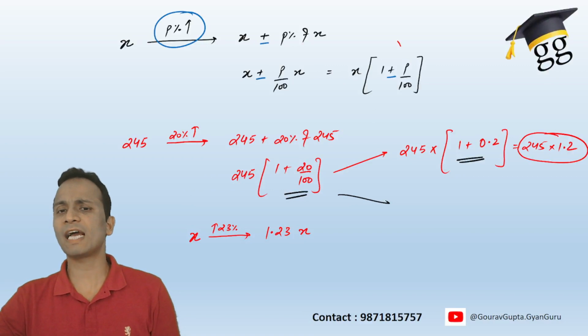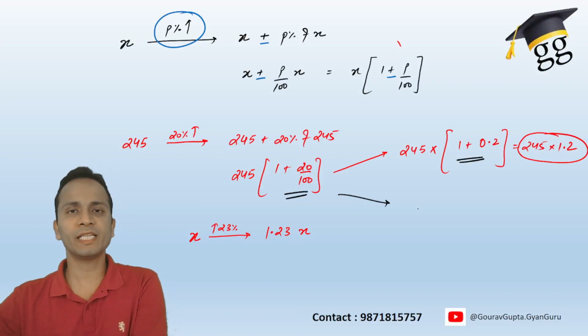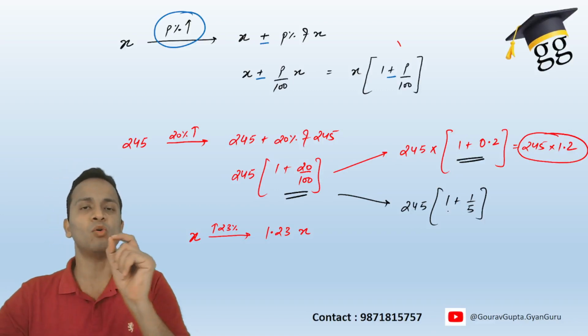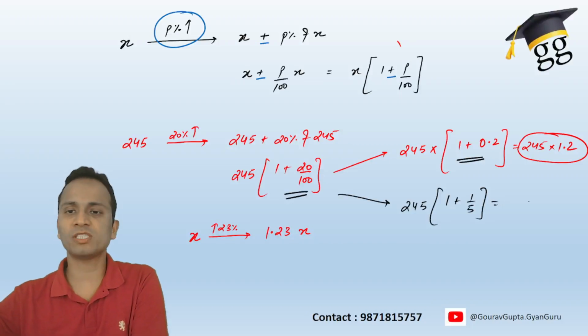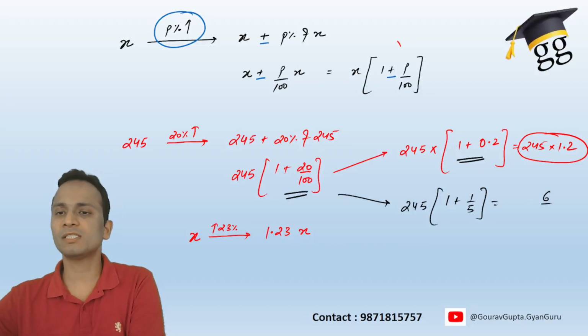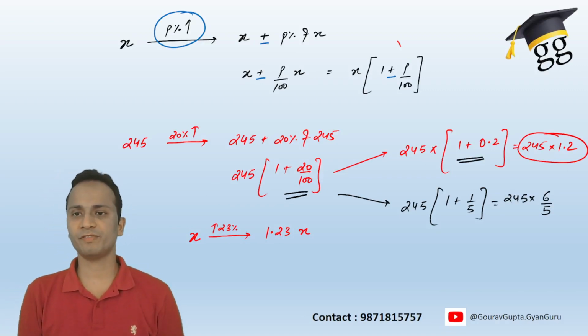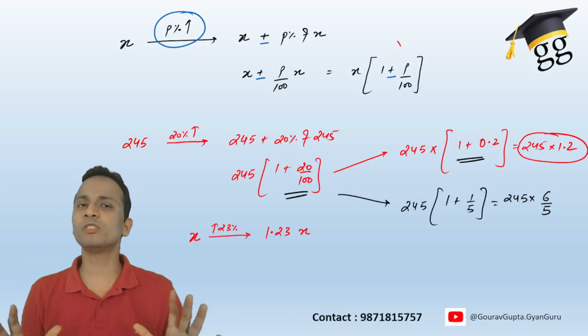Okay, अब इसको fraction में भी रख सकते हैं. Why not? Okay, so 20 upon 100 कितना होता है? 20 upon 100 अगर मैं simplify करता हूँ, so it is 1 by 5. So I will have inside the bracket 1 plus 1 by 5. Right? 1 plus 1 by 5 को simplify कर लो and it will become 6 upon 5. So the final value will be 245 multiplied by 6 by 5. Okay? Now 6 by 5 and 1.2 इन दोनों का value same होता है.